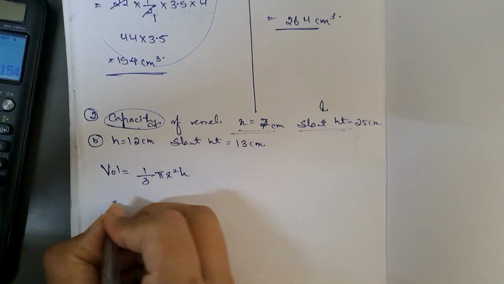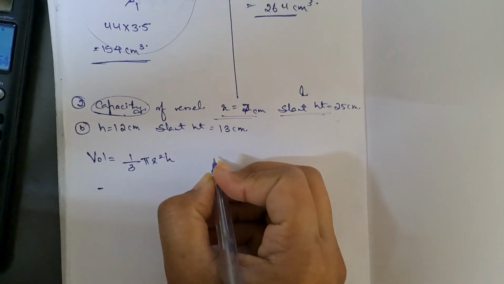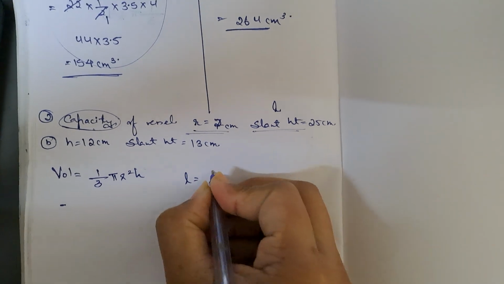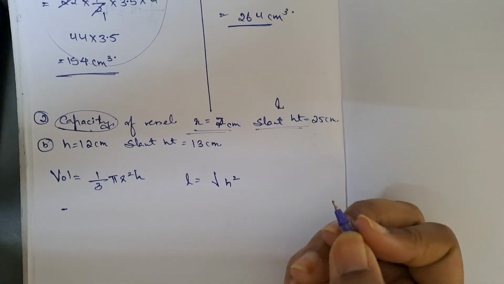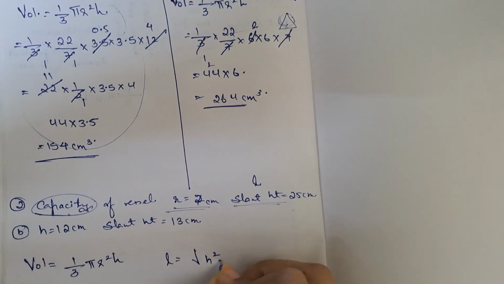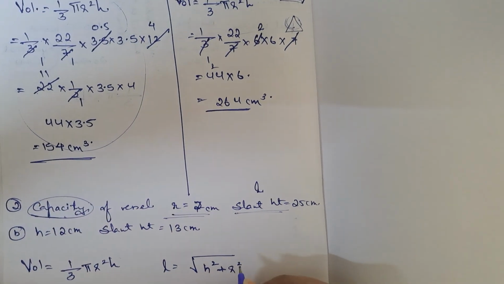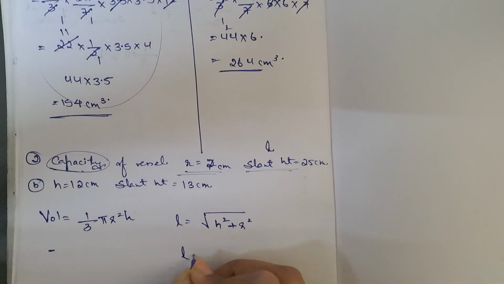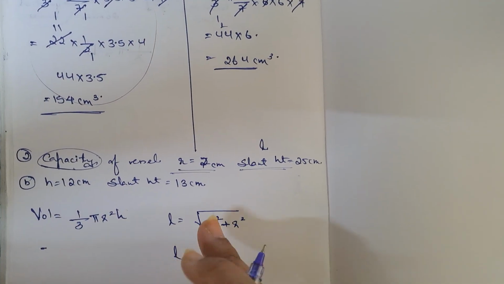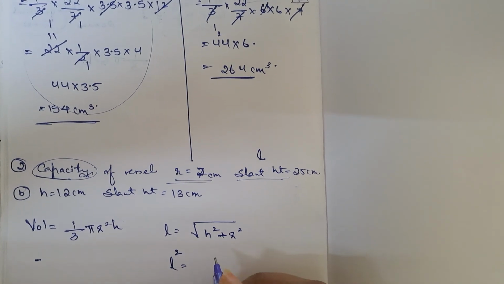So going ahead, I need to calculate my H first. So the L is given. L is equal to under root of h square plus r square. Okay, h square plus r square, sorry. So the L is given to me, now I need to find the H. So I'm going to send the square root towards the other side.